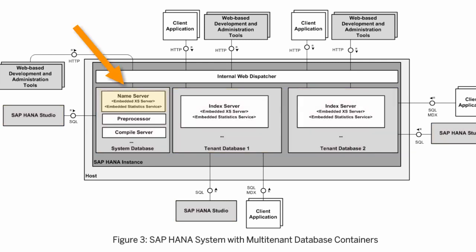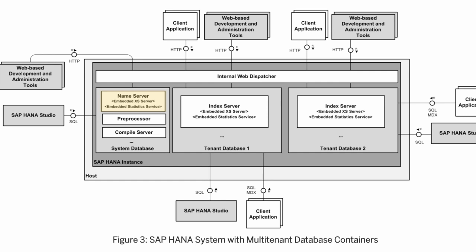As you can see, in a multiple container system, only the system database runs the name server. The name server contains landscape information about the system as a whole, including which tenant databases there are. The name server also acts as an index server, that is, as the database engine for the system database. So there is no index server process for the system database.